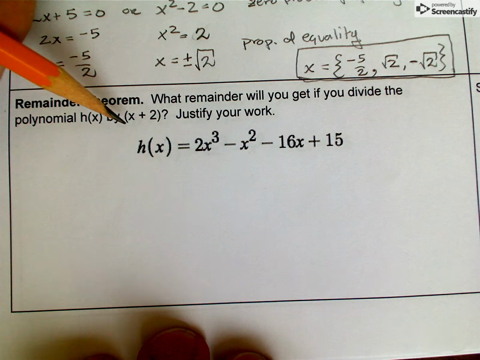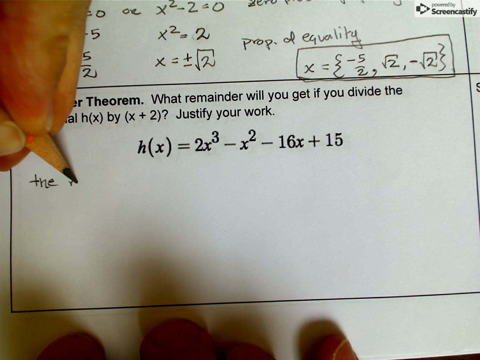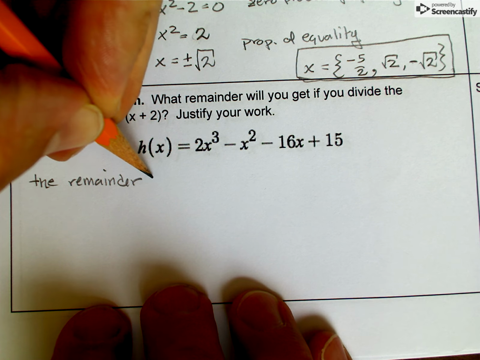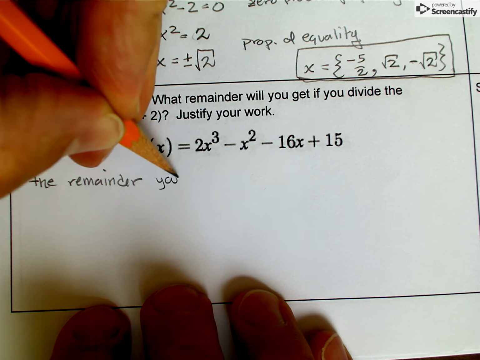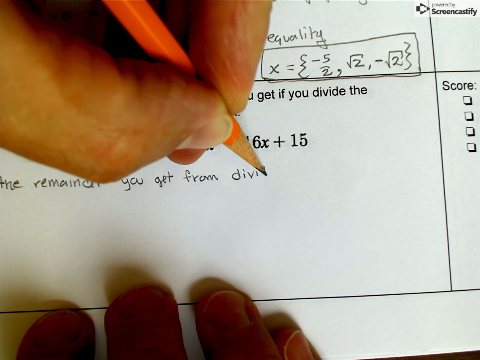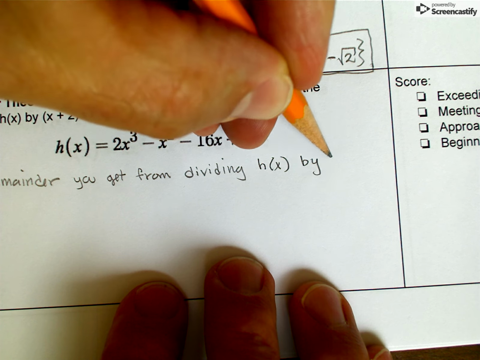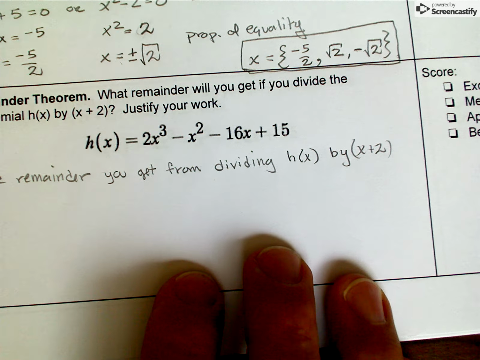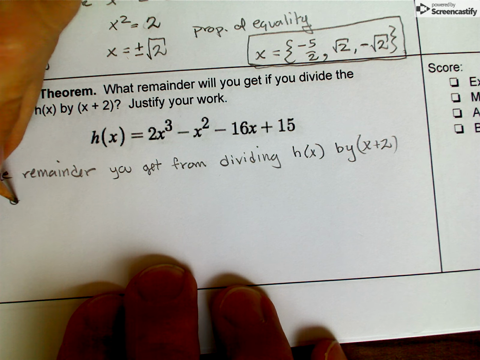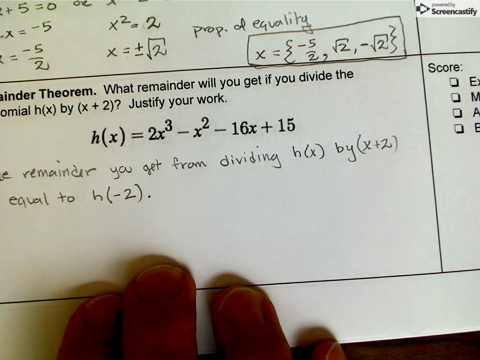So I will say this. The remainder you get from dividing h of x by x plus 2 is equal to h of negative 2.